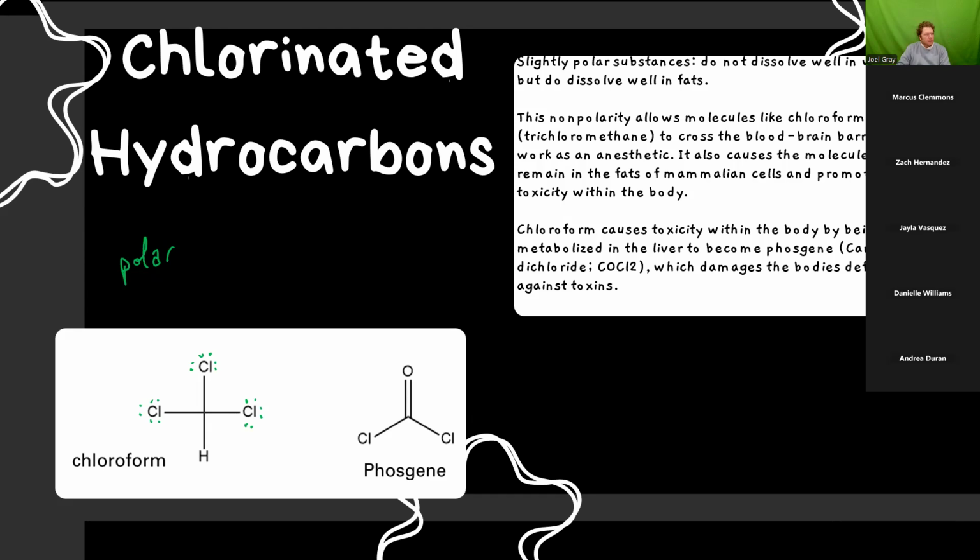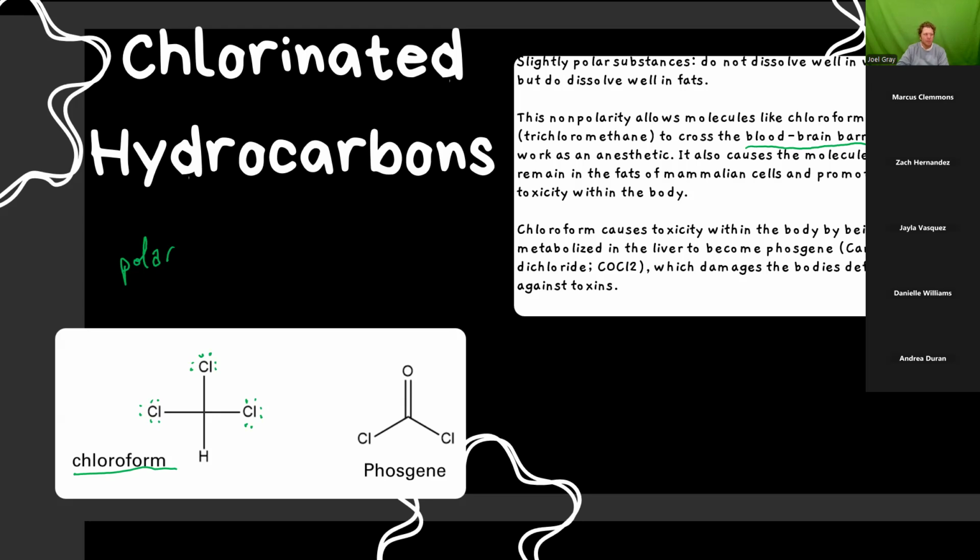Chlorine and phosgene are both examples of chlorinated hydrocarbons. So these are substances that are slightly polar, don't dissolve well in water, but dissolve pretty well in fats. This slight polarity allows molecules like chloroform, shown here on the lower left, to cross the blood-brain barrier and work as an anesthetic. Whenever I've seen chloroform outside of a lab, it's in a movie where someone gets chloroform on a paper towel or napkin. It also causes molecules to remain in fats of mammalian cells and promote toxicity within the body.